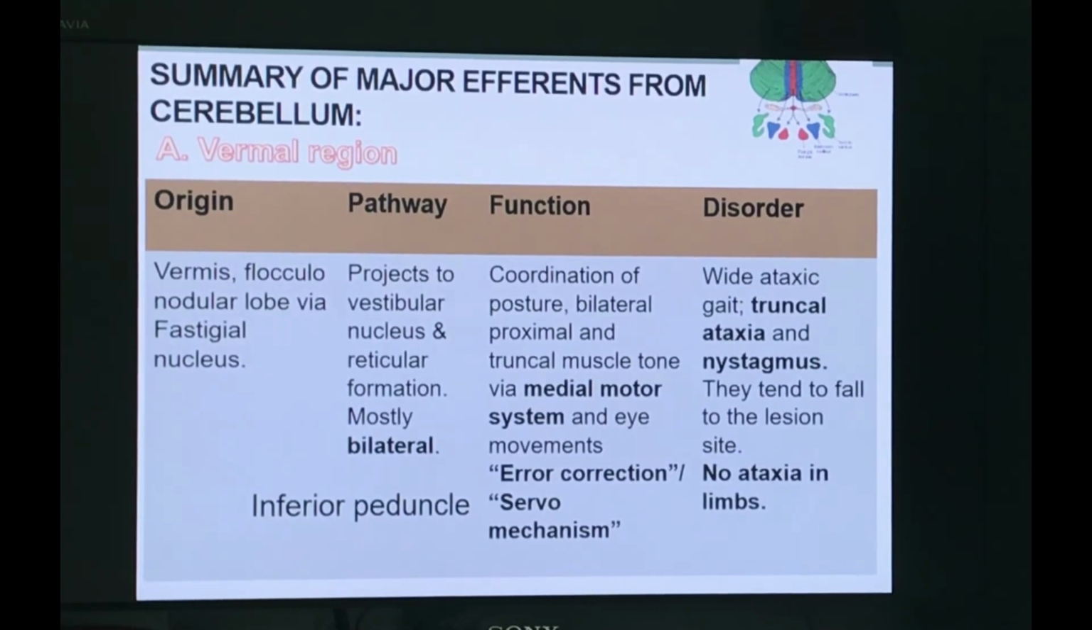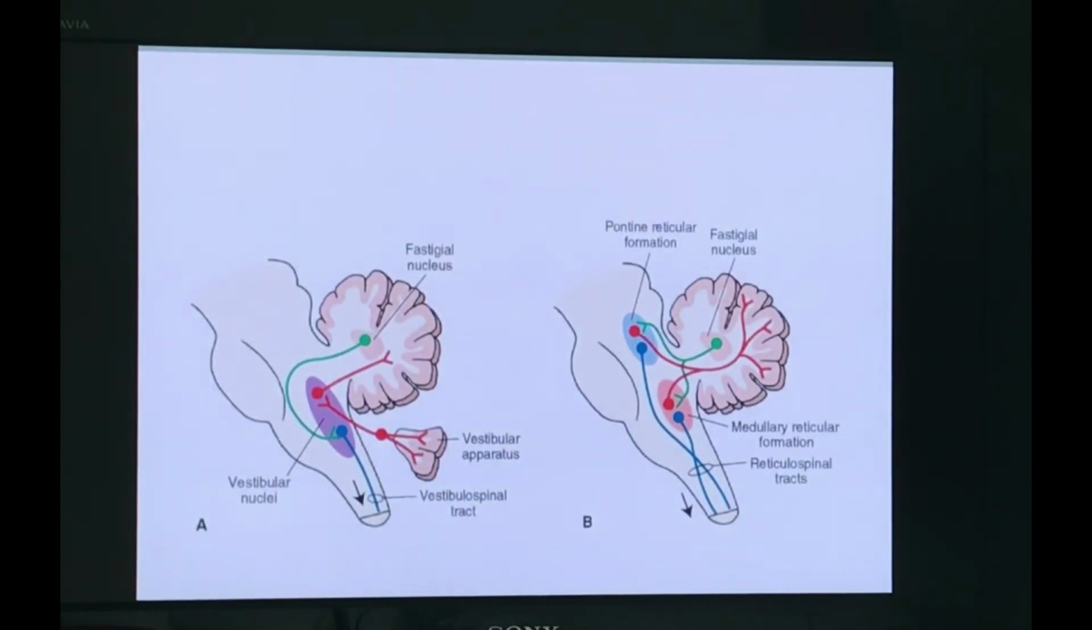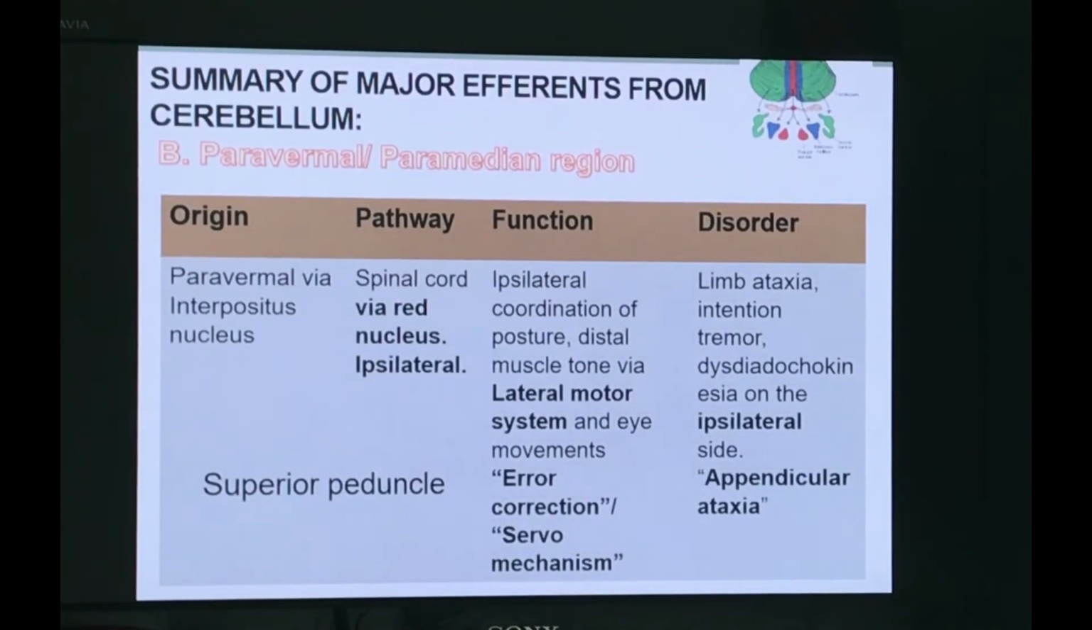But you don't see much ataxia in the limbs because that is mainly through the paravermal or the lateral zone. So here you can see the connection with the vestibular apparatus and also the reticular system. Paravermal or paramedian region: this is through the interpositus nucleus, which includes emboliform and globose. They mainly have efferent fibers. Directly it doesn't send to the spinal cord. So it is through the red nucleus, which is the ipsilateral control. So ipsilateral coordination of posture.